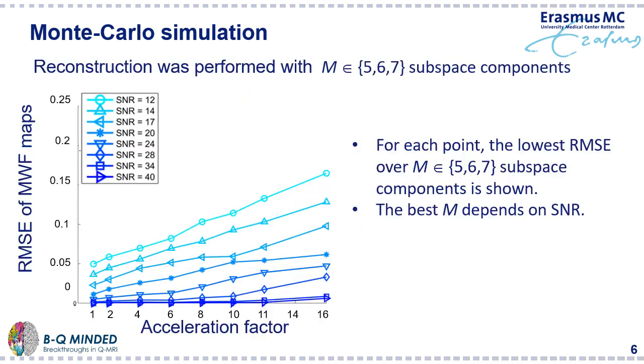The reconstruction was performed using three different numbers of subspace components. Generally, low SNR cases are reconstructed better with a lower number of subspace components. The graph shows the best results among the three subspace component numbers used during the reconstruction.